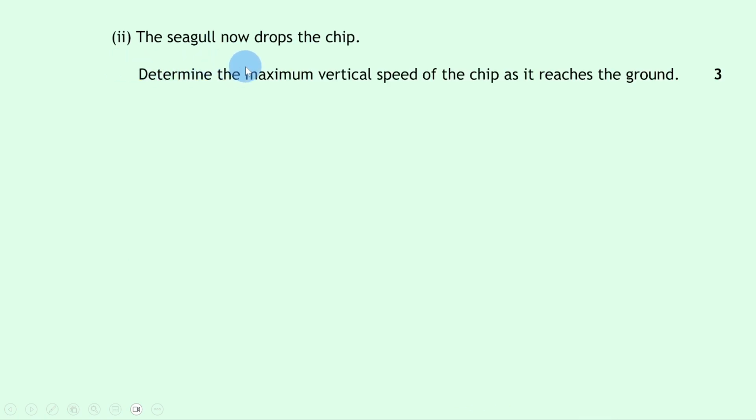C part 2 says the seagull now drops the chip. Determine the maximum vertical speed of the chip as it reaches the ground, and there's 3 marks available here. Well, we could answer this in terms of conservation of energy. If you think about the chip to begin with, it's got that gravitational potential energy, but as the chip falls, it's going to gain kinetic energy. So eventually all of that gravitational potential energy is going to be converted into kinetic energy, assuming no energy losses.